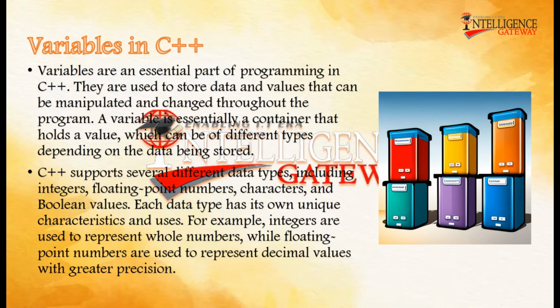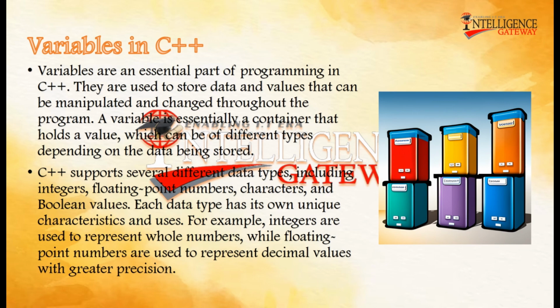Variables in C++. Variables are an essential part of programming in C++. They are used to store data and values that can be manipulated and changed throughout the program. A variable is essentially a container that holds a value, which can be of different types, depending on the data being stored. C++ supports several different data types, including integers, floating point numbers, characters, and Boolean values.